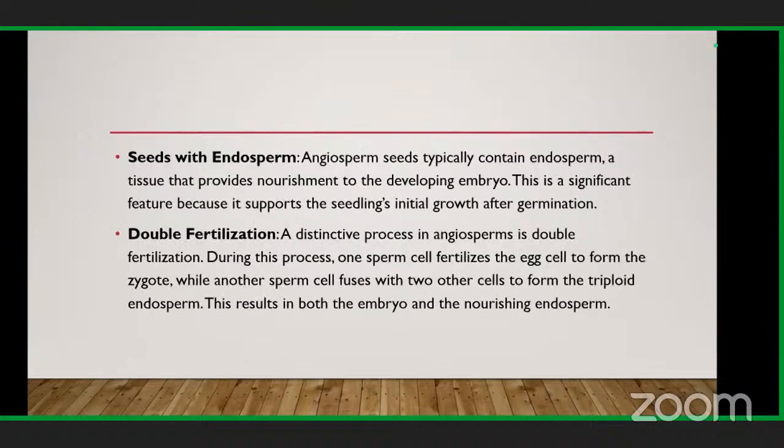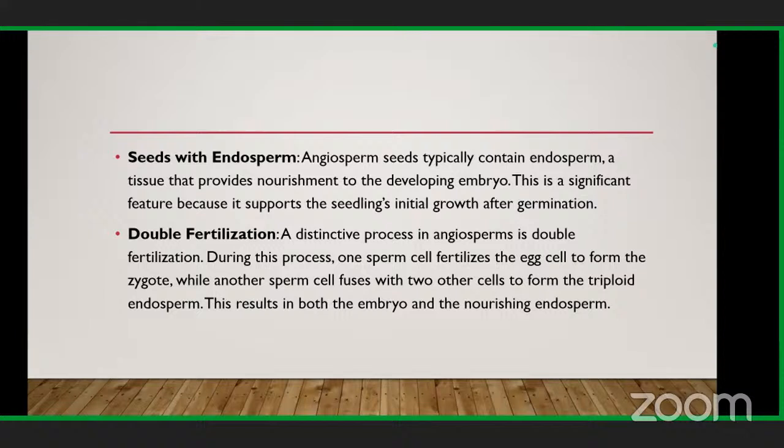Next is seeds with endosperm. An angiosperm seed typically contains endosperm, a tissue that provides nourishment to the developing embryo. This is a significant feature because it supports the seedling's initial growth after germination. This endosperm is also a very unique characteristic of angiosperm plants. What is this endosperm? It is also a product like the zygote. The endosperm is also a product of fertilization. Meaning in angiosperms, unlike what we saw earlier, fertilization takes place only one time.